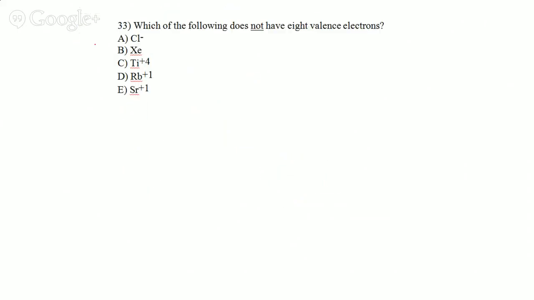33. Which of the following does not have 8 valence electrons? Well, let's figure it out, right? Chlorine had 7. It gained 1. That's why it's got that negative sign, so it has 8. Xe, noble gas, totally has 8. Ti had 4 valence electrons, but this plus 4 means we got rid of them. So now we have 8.